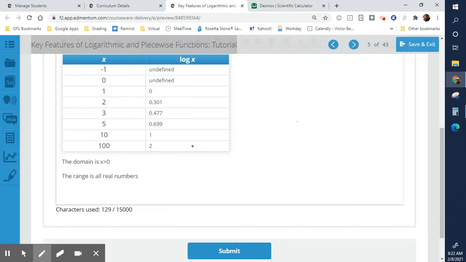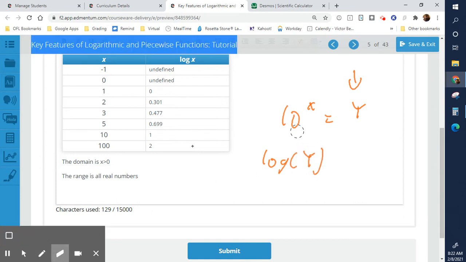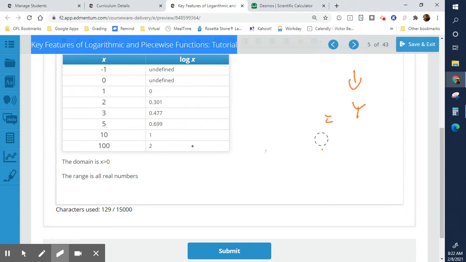Again, I know it's a little confusing because I said that the x and the y kind of flip flop, but you just have to think if it was an x or if it was a y for an exponential, that means it's going to be an x for this. So it's all real numbers, and it's asking what we think about the end behaviors.